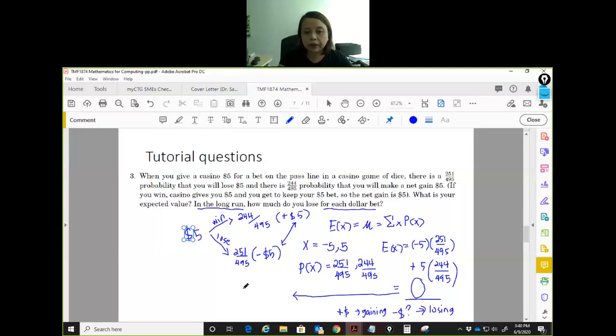For example, maybe your answer is 10. So for this case, you are betting $5. So you want to see how much do you lose for each dollar bet, for the $5 bet that you've already used in this game. So from there, you have to divide it by 5, see how much is the final answer. Maybe it is in terms of 0.2. What do you get?